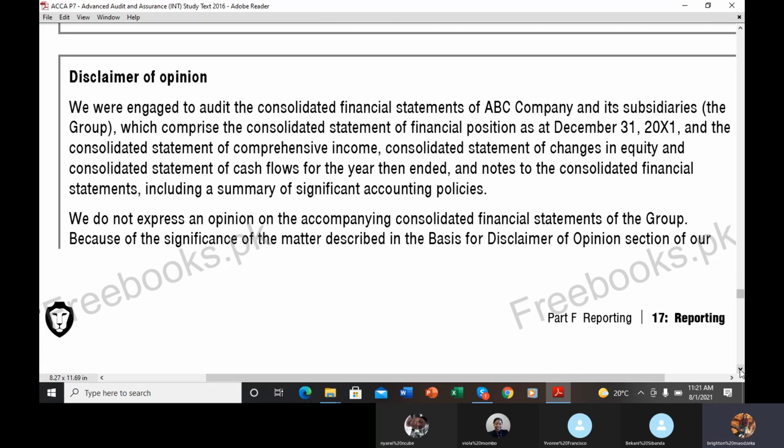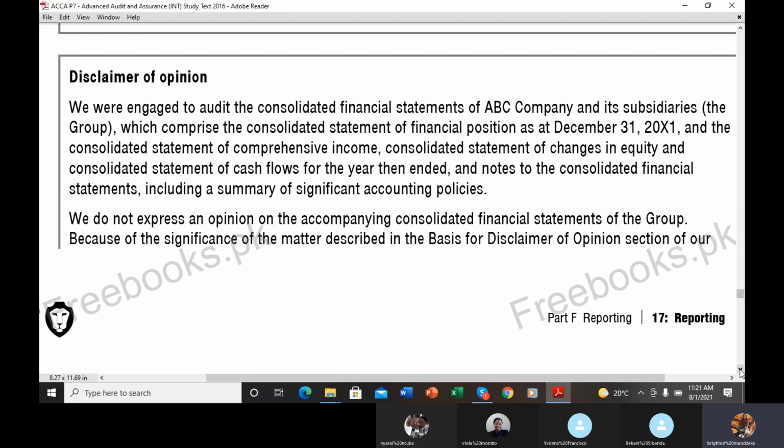Again, disclaimer of opinion is a subheading used when you're issuing a disclaimer report. Everything is just the same, from the title, which means it's a report from an independent auditor, to the addressee, where you're addressing your report to the shareholders of the company. The heading that was supposed to read opinion must now read disclaimer of opinion, if you're issuing a disclaimer report.